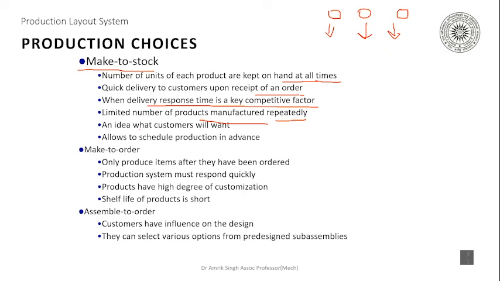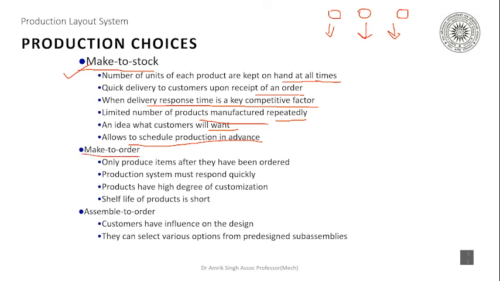Then an idea that the customer will want. So sometimes we produce on intuition. Just say the festive season is there. So you see people go for making candles, knowing that the people are going to buy. So it is by intuition. Allowed to schedule the production in advance. So these are the typical characteristics of the make to stock strategy.